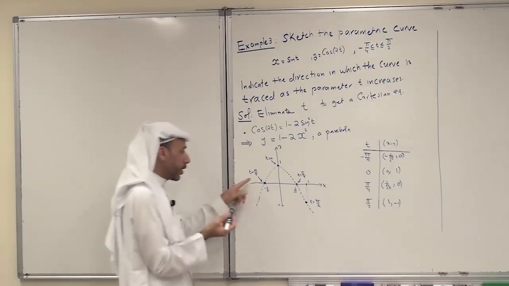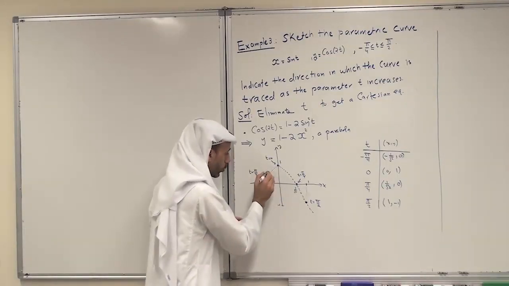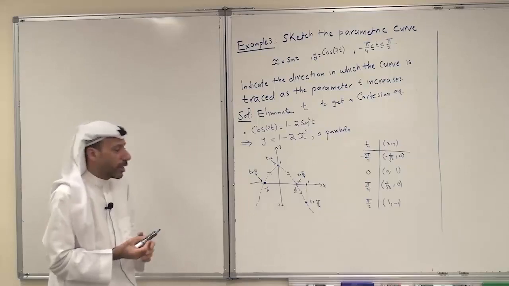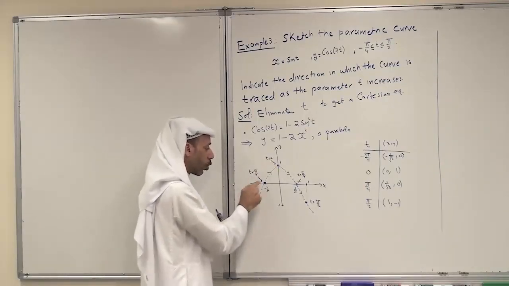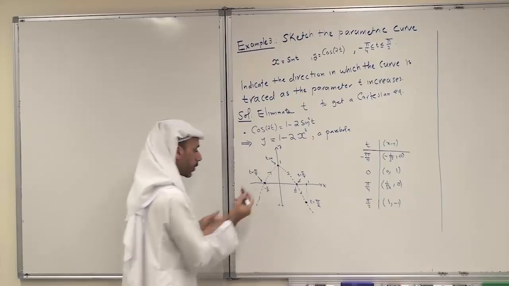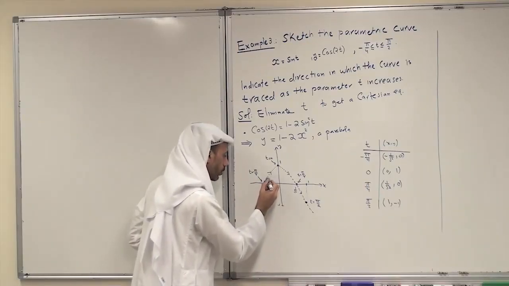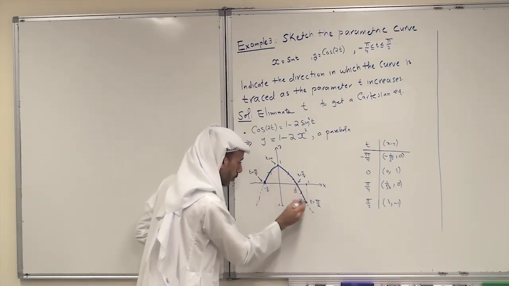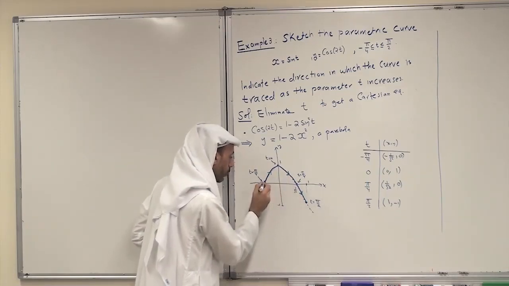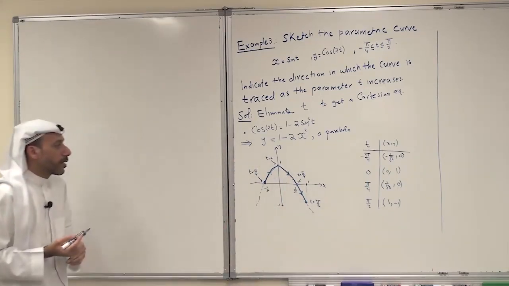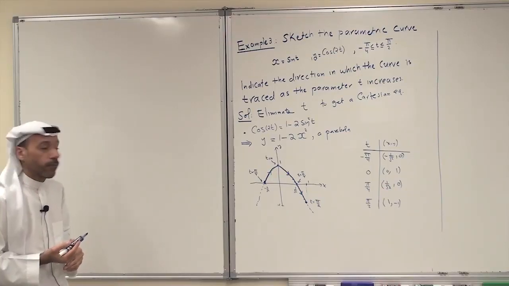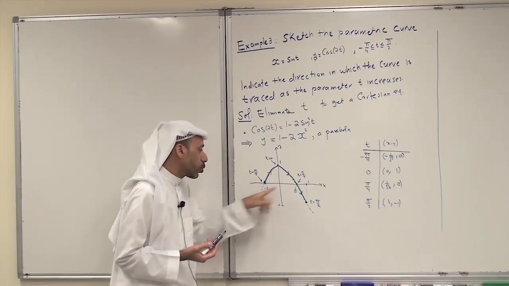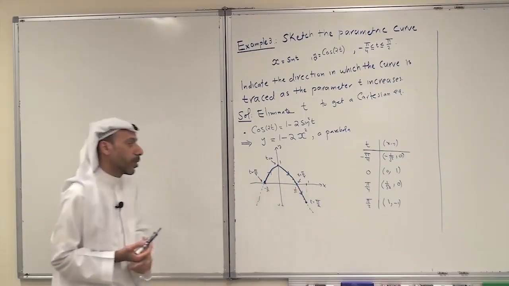So we observe, this is the initial, and this is the terminal, and this is the direction. And the graph of the parametric curve will not be the whole parabola. In fact, it will go from this point to this point. So it is just this part of the parabola. This is the graph of the parametric curve, a part of the parabola, going from x equals minus 1 over root 2 to x equals 1.